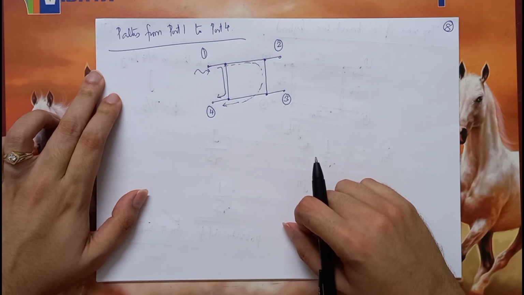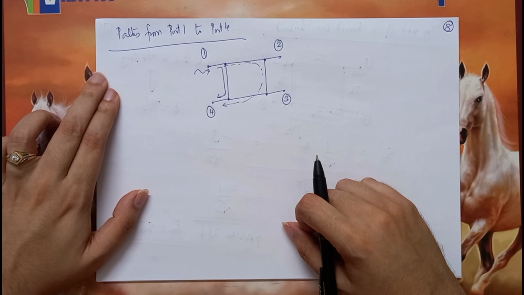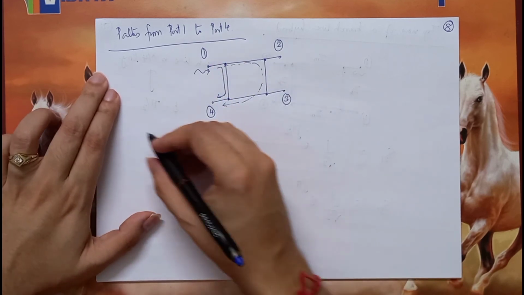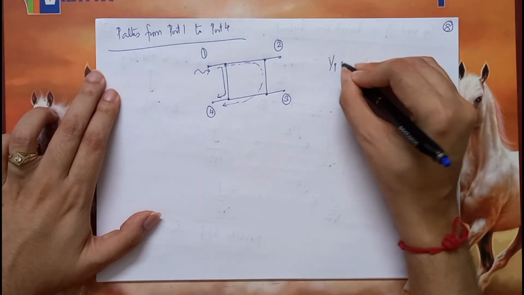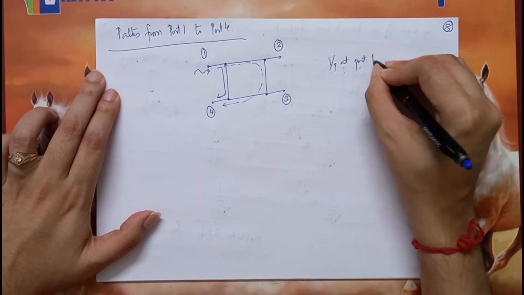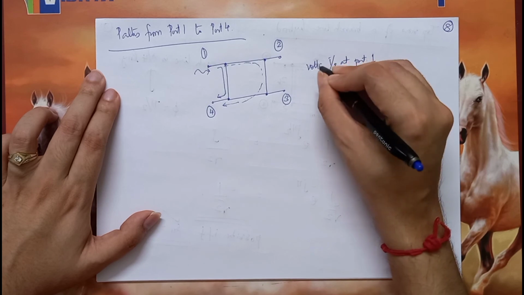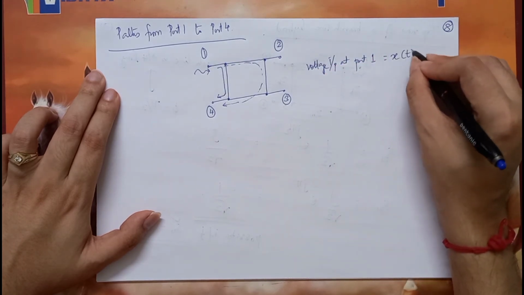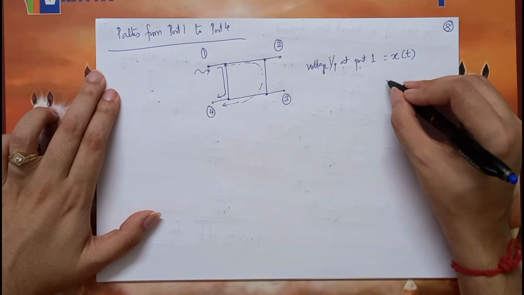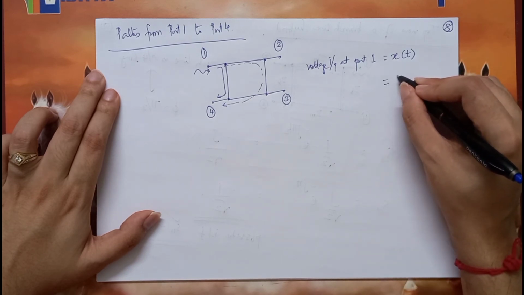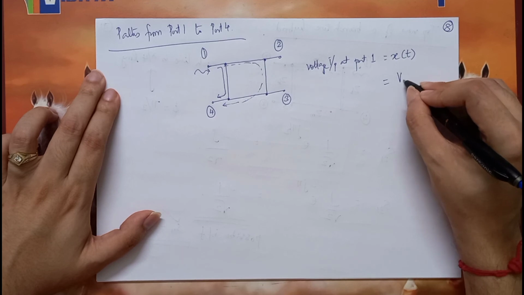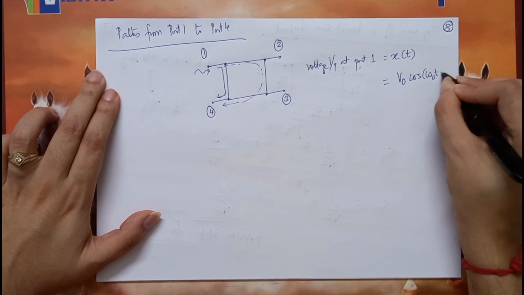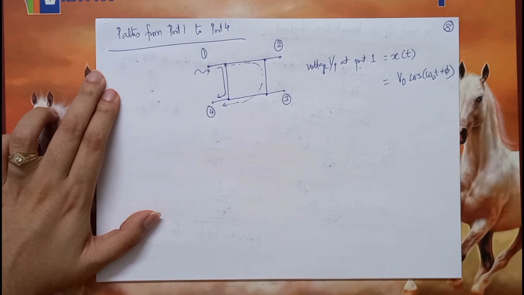So suppose there is an input over here. Let us say input at port 1. Let's say voltage input. Some voltage is there. Let's call it x of t. It's a time varying function, and we'll call it V0 cos(omega 0 t plus some phase phi).